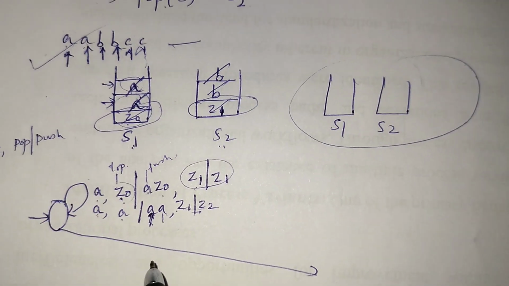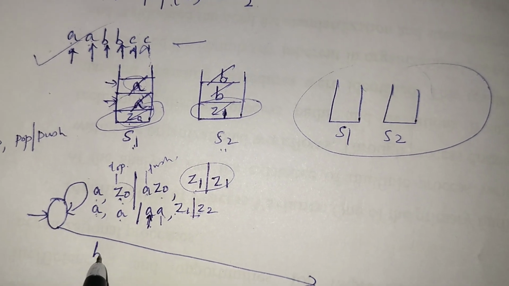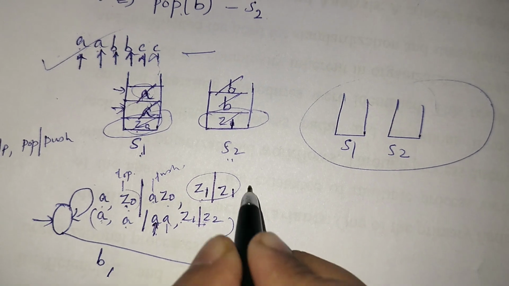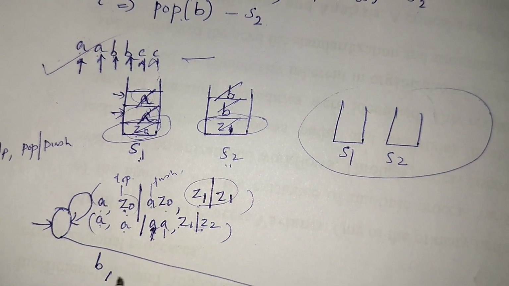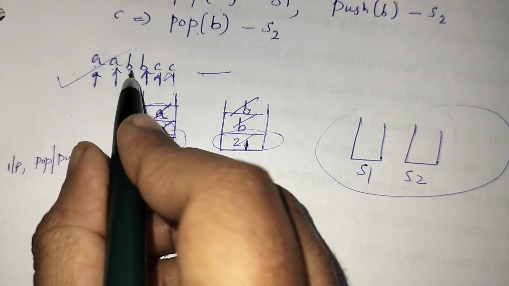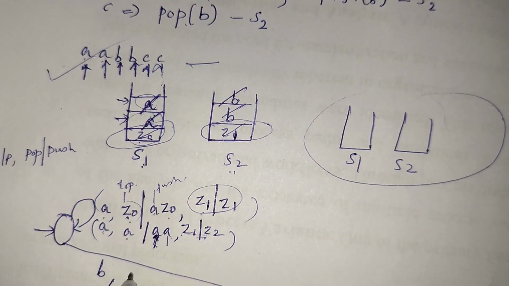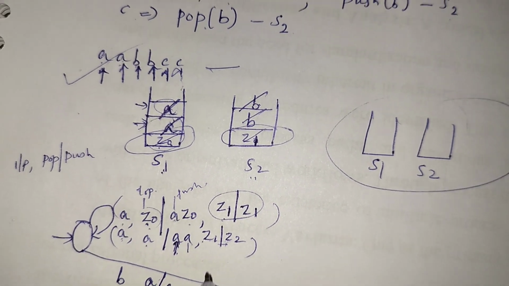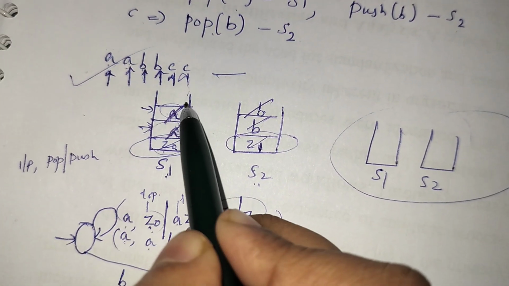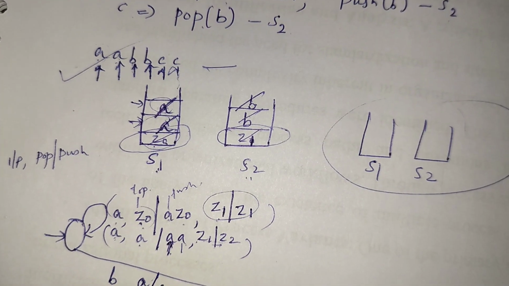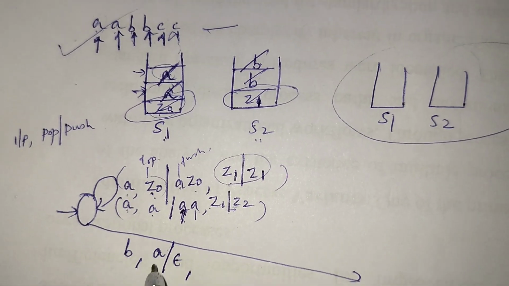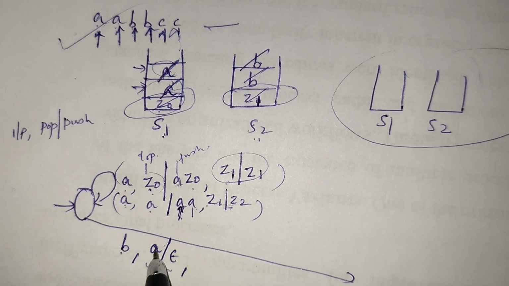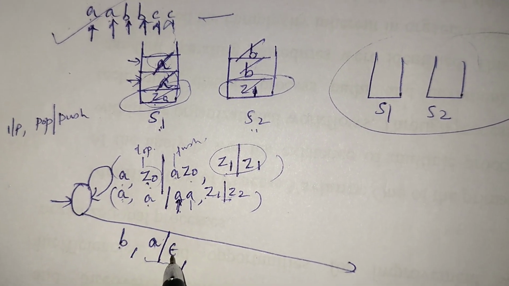Then what is the next? Whenever I am seeing a B, what do I need to do? Whenever I am seeing B, I am popping A from the first stack without pushing anything. So whenever I am seeing B, I am popping A from the stack and pushing B to the stack S2. This is for the first stack: whenever I am seeing B, I am popping A without pushing anything.